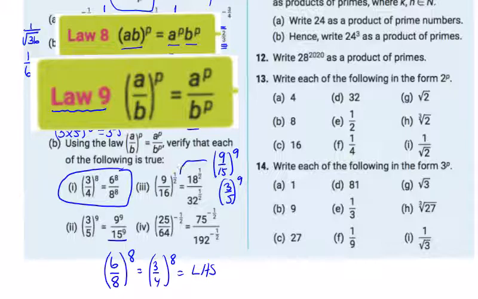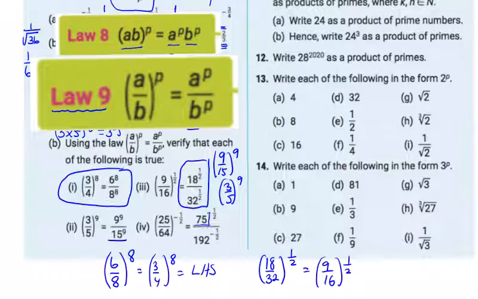For part 3, I'm going to look at simplifying this one. So we have 18 over 32. Both of them are to the power of a half. And that is equal to 9 over 16. And the second one works out the same, 75. 25 goes into that 3 times, or 3 goes in 25 times, and 3 goes into 192 64 times, to simplify that one down.